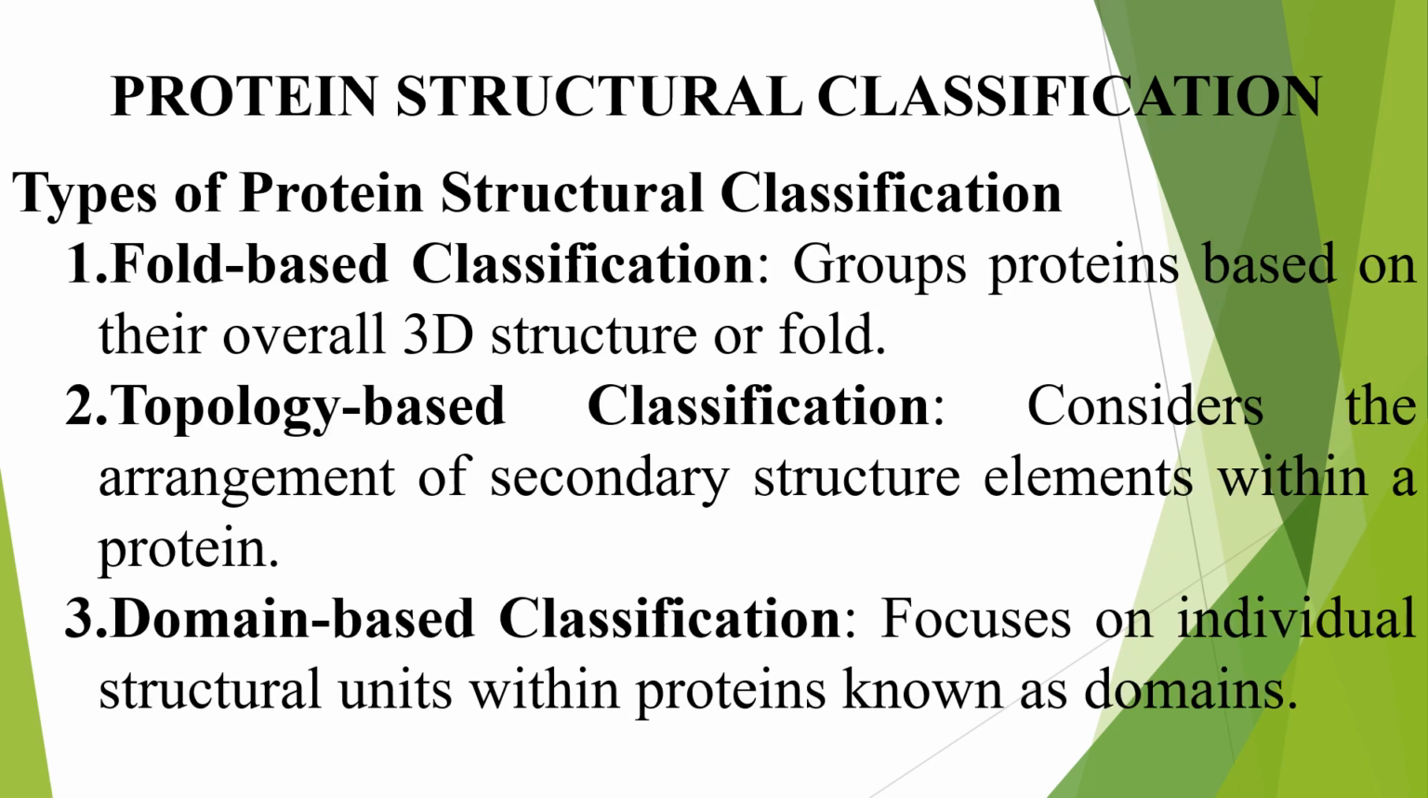Types of protein structural classification. 1. Fold-based classification. Groups proteins based on their overall 3D structure or fold. 2. Topology-based classification. Here it considers the arrangements of secondary structure elements within a protein. 3. Domain-based classification. Focuses on individual structural units within proteins known as domains.